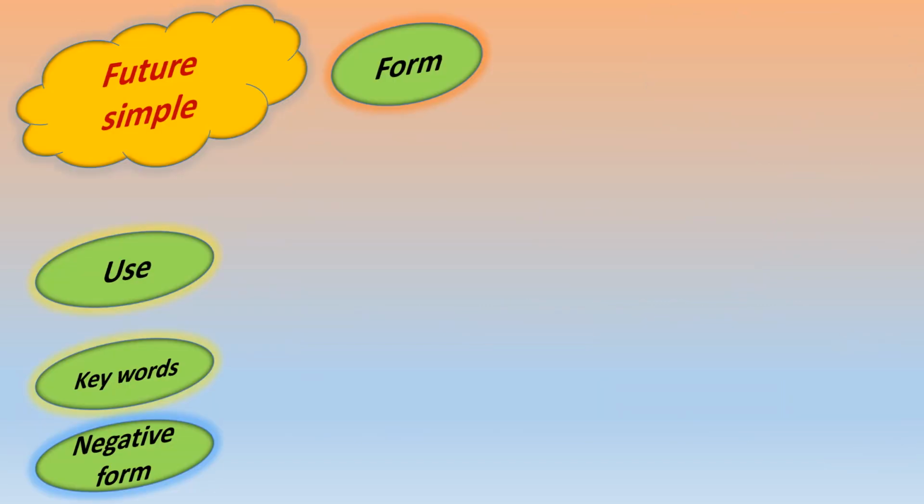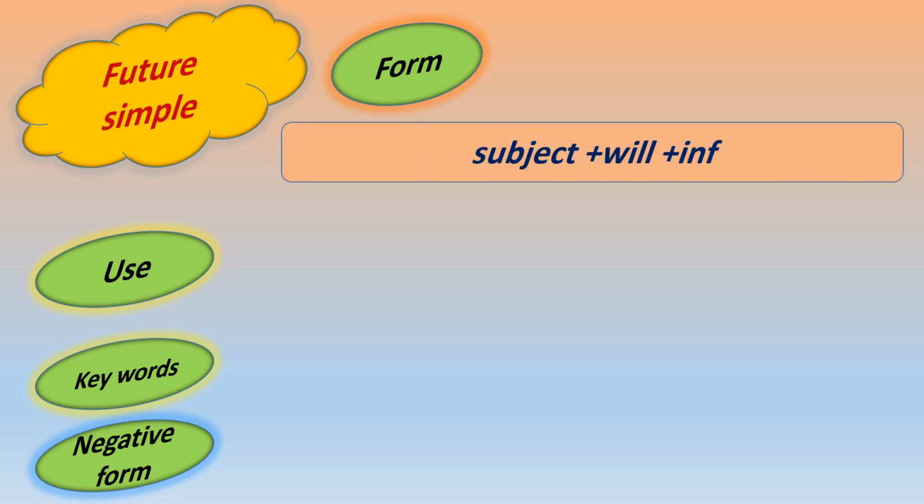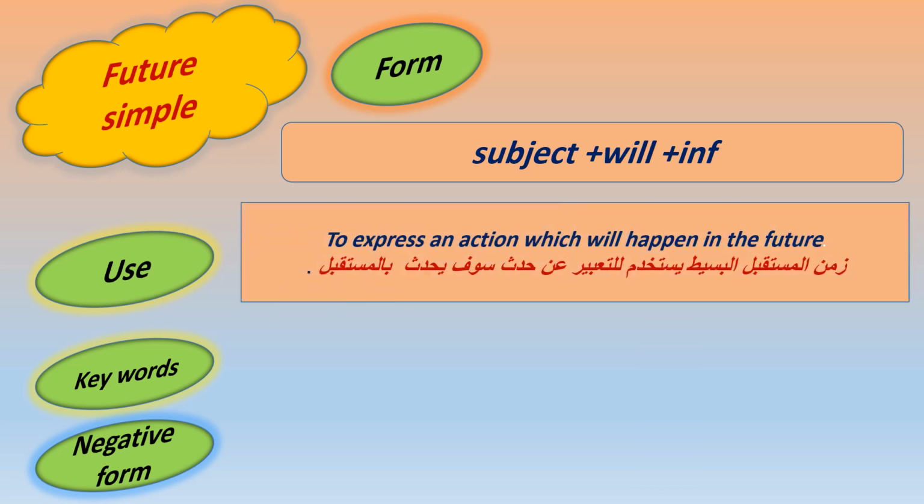In each tense we must concentrate on some points. في كل زمن لازم نركز على عدة نقاط such as the form التكوين. What's the form of the future simple tense؟ ما هو تكوين زمن المستقبل البسيط؟ Subject plus will plus infinitive. The use الاستخدام. We use the future simple tense زمن المستقبل البسيط to express an action which will happen in the future. يستخدم للتعبير عن حدث سوف يحدث بالمستقبل.